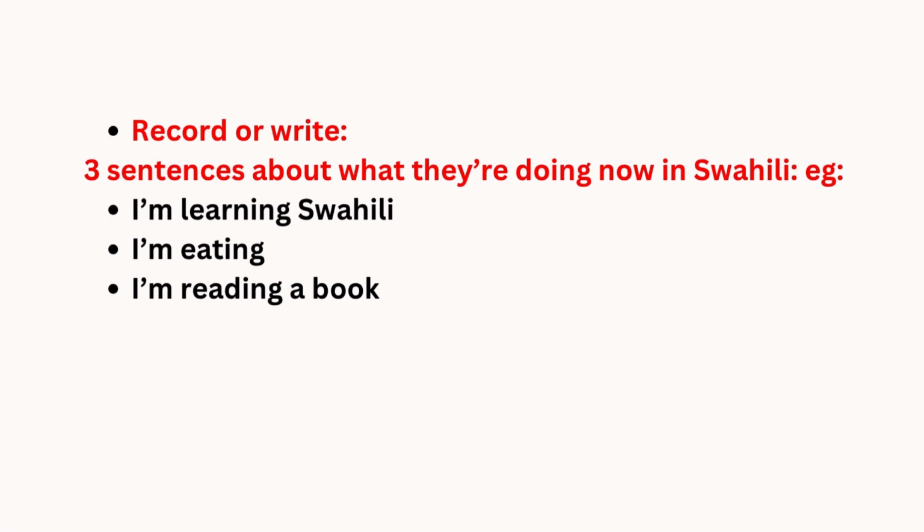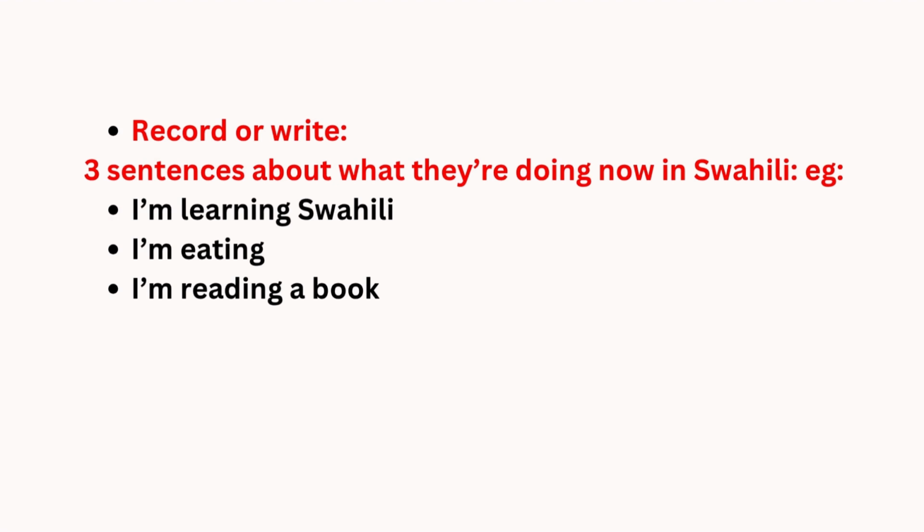Am is the first person, so the subject prefix of this is ni. Then we have eating, which comes from the word kula. But remember, I'm eating shows that it's something that is happening. Since it's the first person doing this, you say ni, and since the tense marker is present tense, you say na. Then the verb is kula. Ninakula.